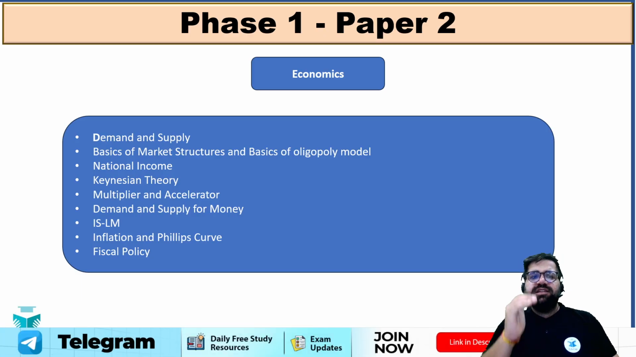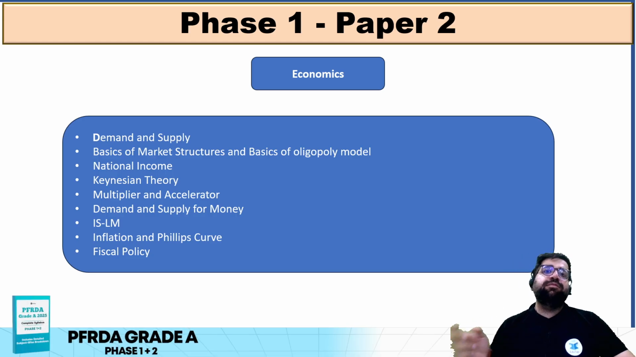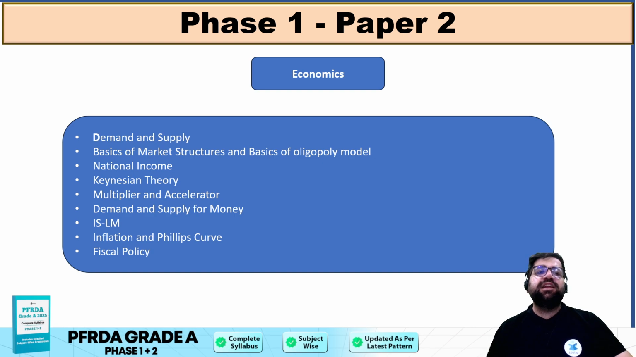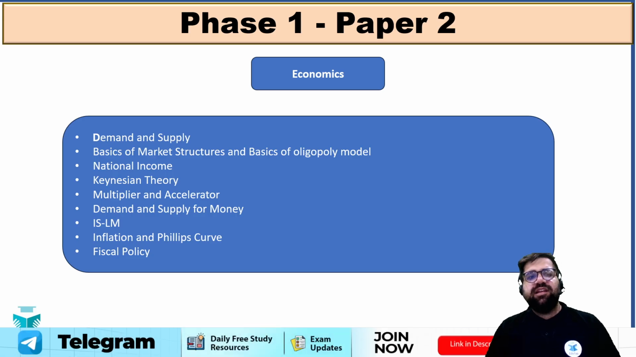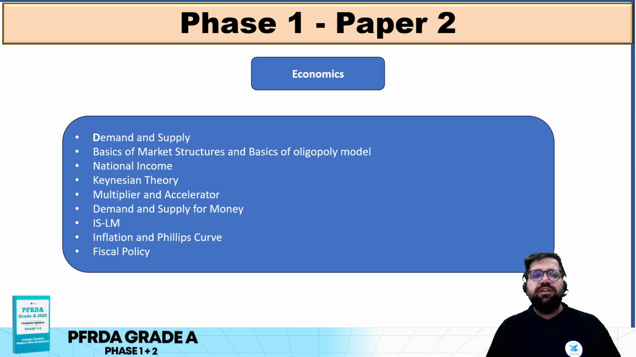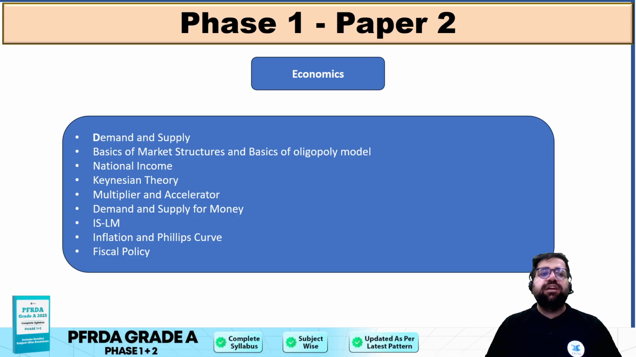In economics, this is the list of chapters which are important for you. But again, if you have less time, then you can skip certain technical chapters like ISLM curve. So first is demand and supply, wherein you have to study the basics of it. Then basics of market structure, national income, Keynesian economics, Keynesian theory rather. Then you have multiplier and accelerator, demand and supply of money. Then you have inflation and Phillips curve, ISLM curve, and fiscal policy again.